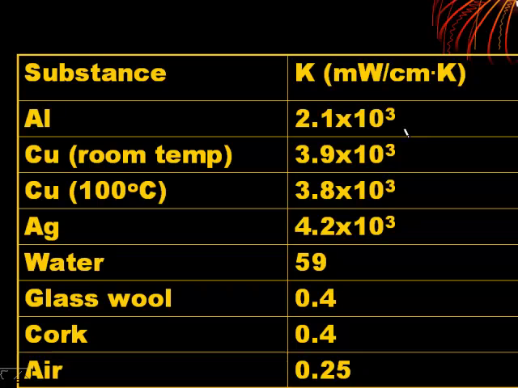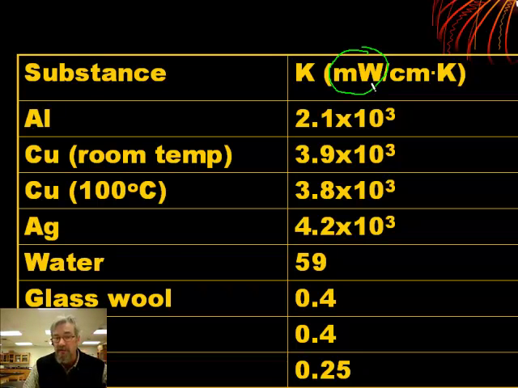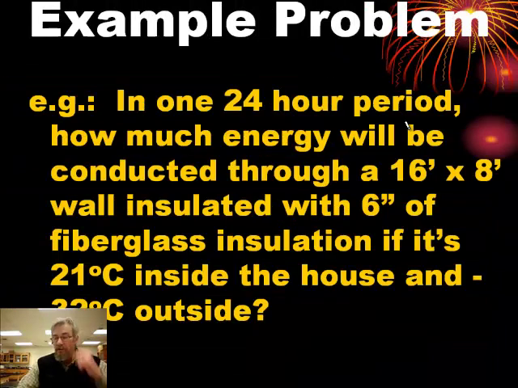You can see they range from fairly small numbers up to fairly large numbers. And here are the units: milliwatts, well that's thousandths of joules per second, thousandths of watts, divided by centimeters times Kelvin, which seems like a kind of strange unit, but we'll see in an example problem why it works out. Here is the example problem.